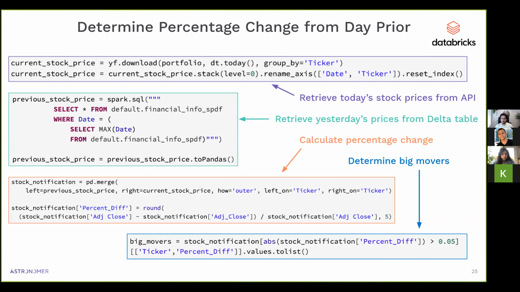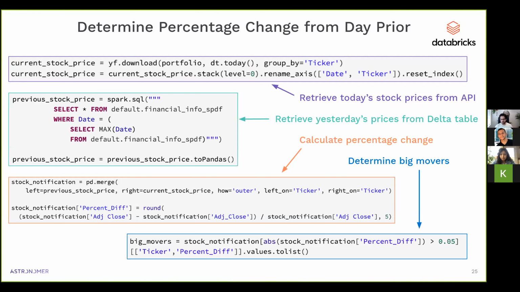So here we have the Databricks, and we have a few cells where you see the purple box at the very top. We're going to retrieve today's stock prices from the Yahoo Finance API. With today's stock prices, we're also going to retrieve a second data set, and we're going to call in a Delta table that has historical stock prices. And then we're going to retrieve yesterday's stock price as well. And this Delta table is updated each day.